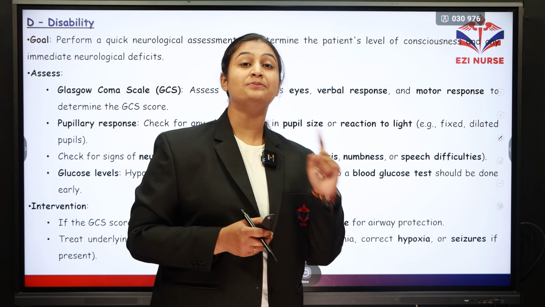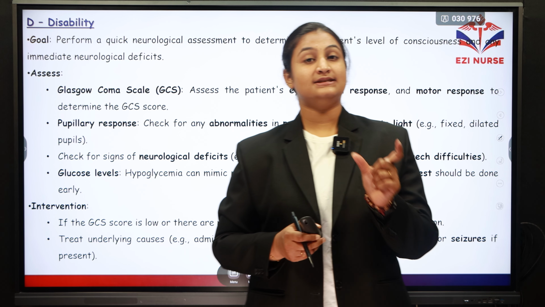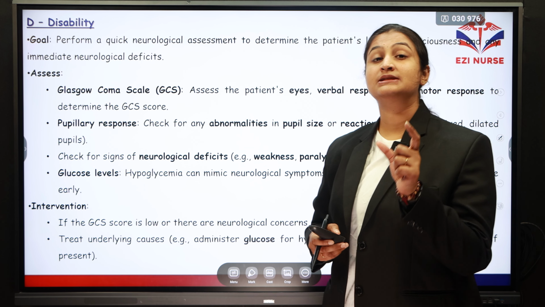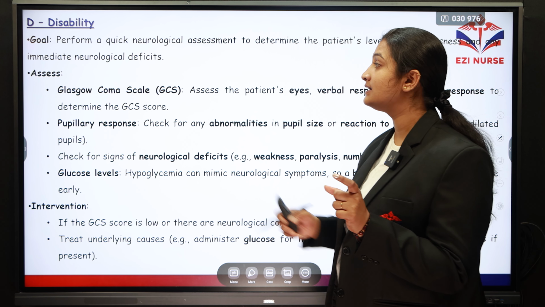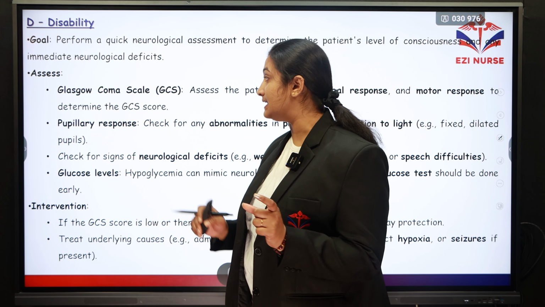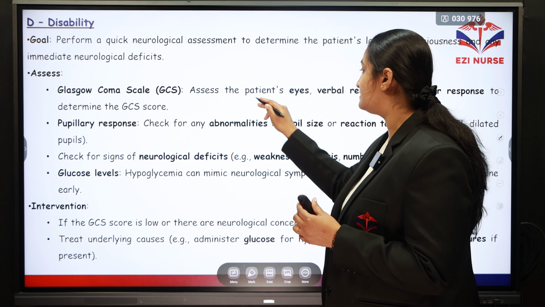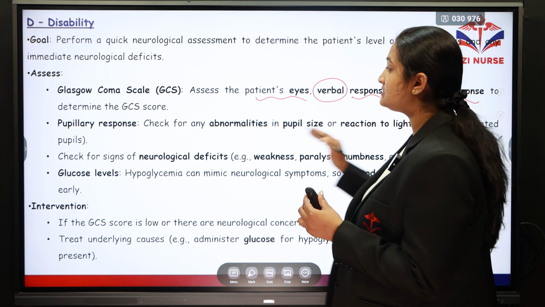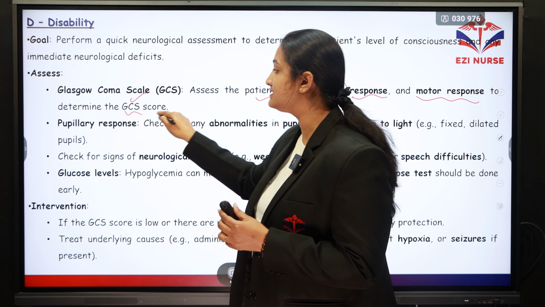In the beginning we have seen the comprehensive management. So D is the disability. The neurological assessment should be checked. How are you going to assess this? That is the Glasgow scale. It determines the patient's eye, verbal, and motor responses to determine the GCS score.